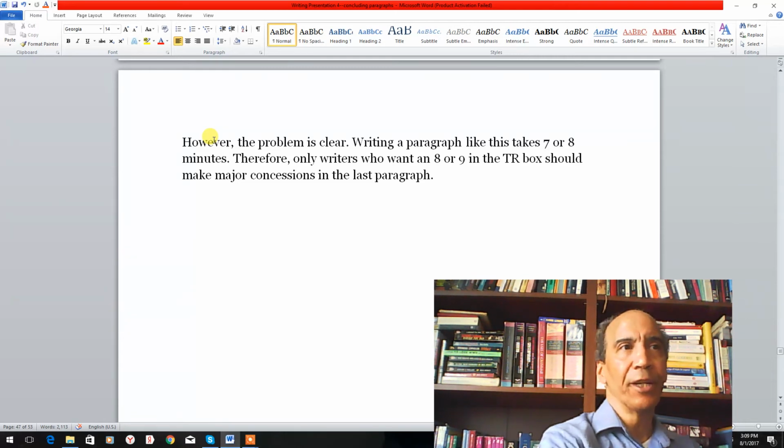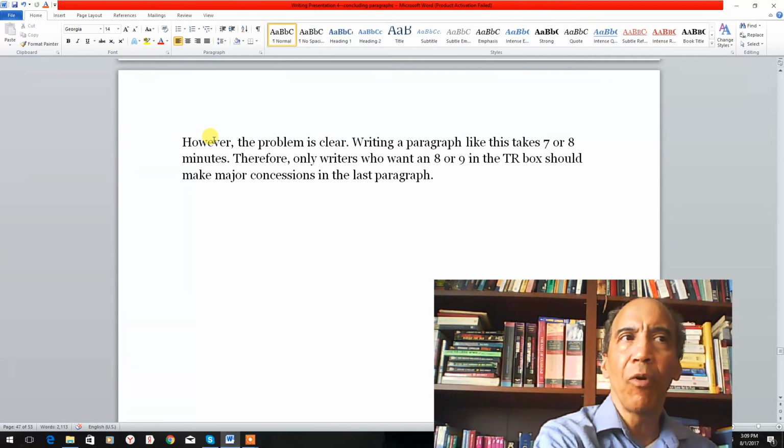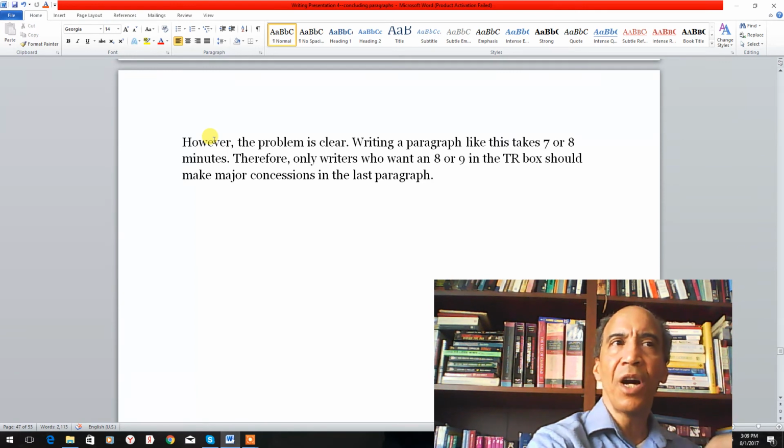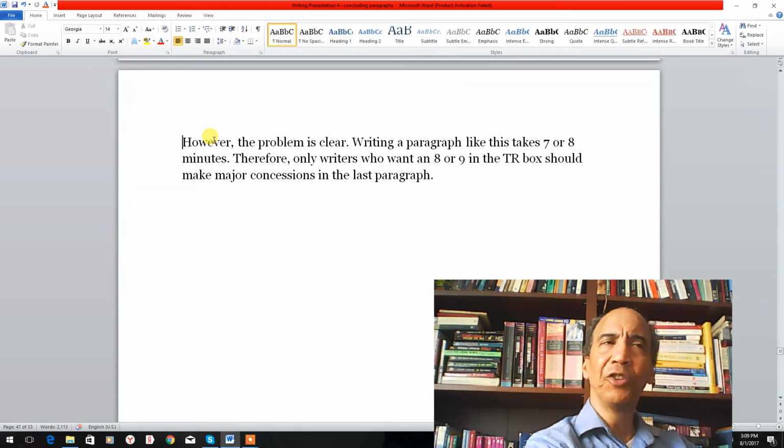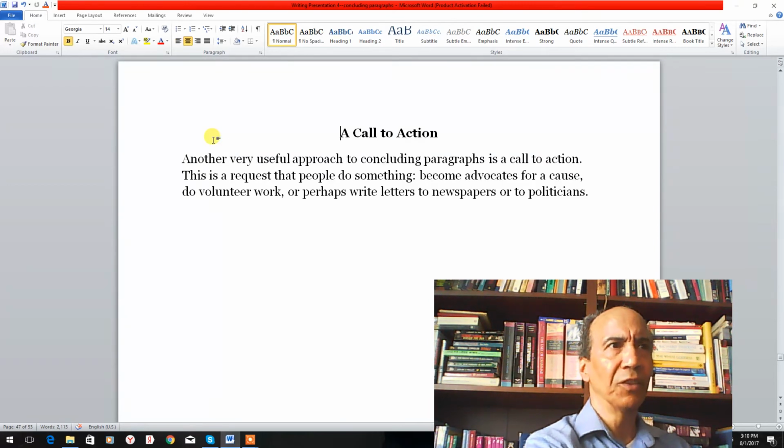However, the problem is clear. Writing a paragraph like this takes 7 or 8 minutes. Therefore, only writers who want an 8 or 9 in the TR box should make major concessions in the last paragraph. It's a paragraph that takes a little bit of skill. You're putting down very quickly ideas that you haven't developed in the first part of the essay. And it requires you to do a lot of thinking on your feet very quickly to put this last paragraph together. So I only recommend it for people who are fairly confident in their writing skills.